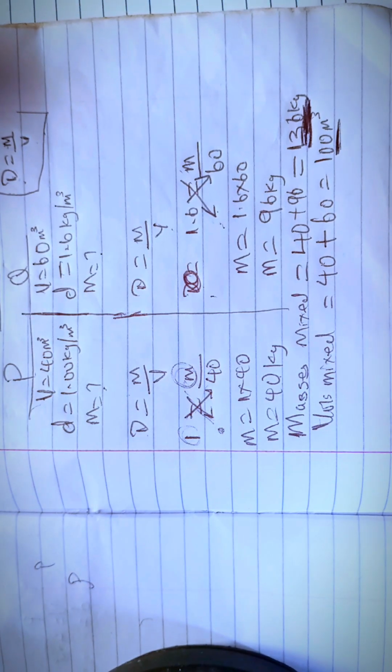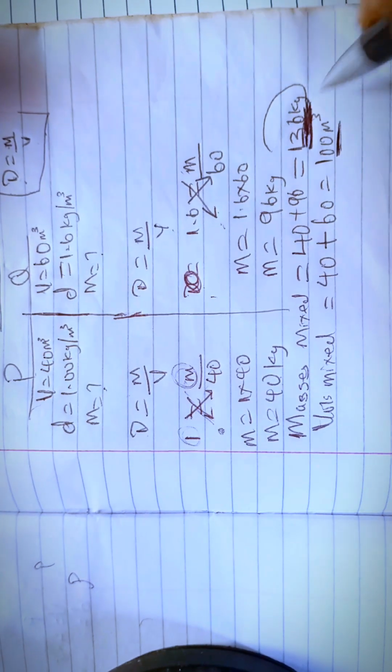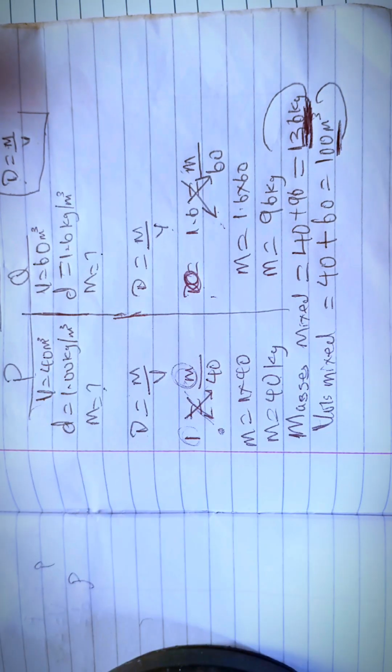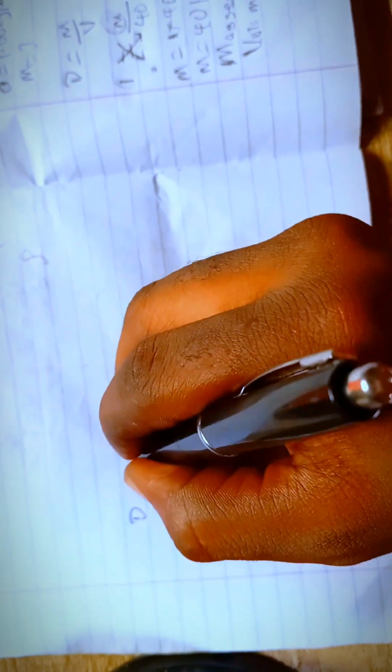All right. Now they're asking us to find density mixture. So how do I get density mixture? You will get density mixture by using the mass mixture and the volume mixture. So let's go and get density mixture now. Density remains mass over volume. That remains the formula for density.